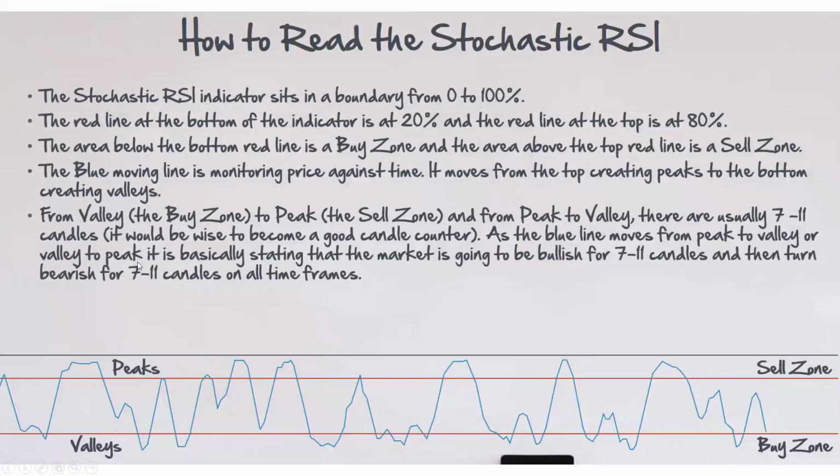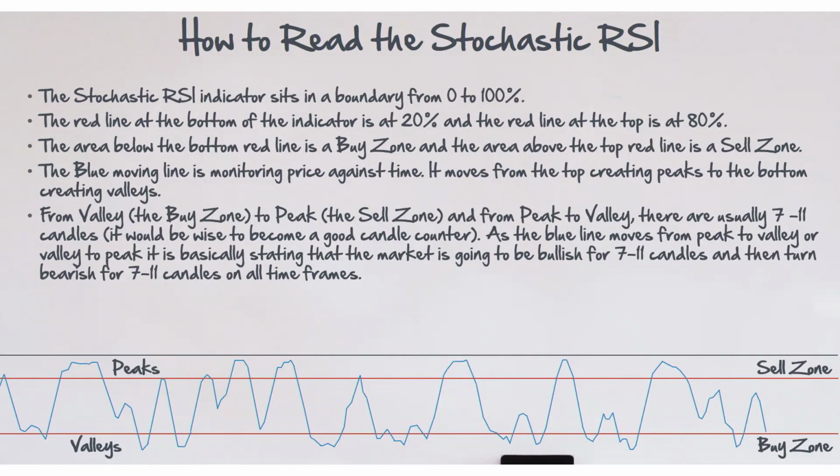Then now from the valley, the buy zone, to the peak, the sell zone, and from the peak to the valley, there are usually what? 7 to 11 candles. These 7 to 11 candles could be 7 minutes if you are on a 1 minute chart. It could be 35 minutes if you are on a 5 minute chart. It could be 7 days if you are on a daily chart. And it could be 7 weeks if you are on a weekly chart. And 7 months or 11 months if you are on a monthly chart.